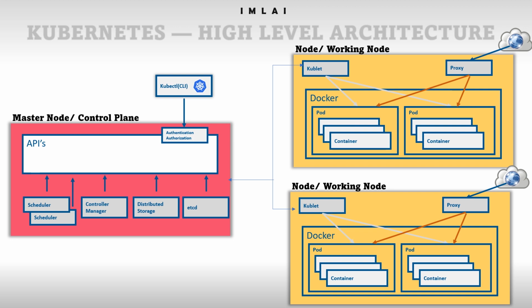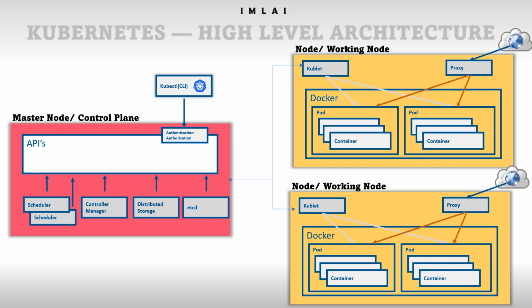So kube-proxy is a network proxy that runs on each node in your cluster, implementing part of the Kubernetes service concept. And kube-proxy maintains network rules on nodes. These network rules allow network communication to your pods from network sessions inside or outside of your cluster.